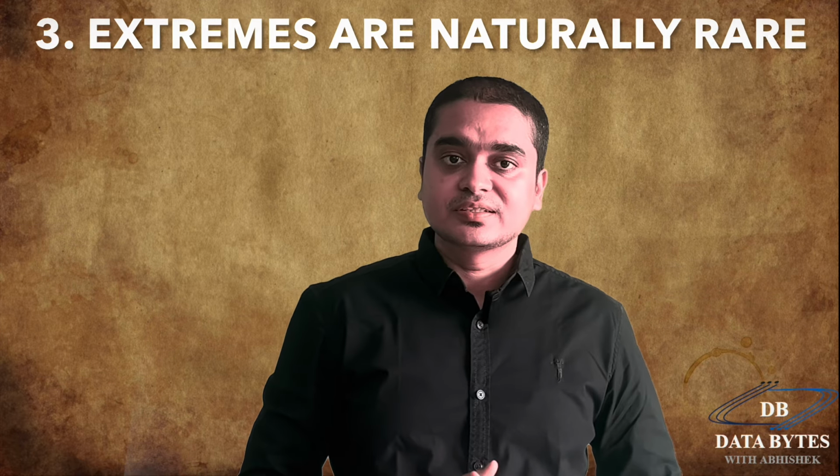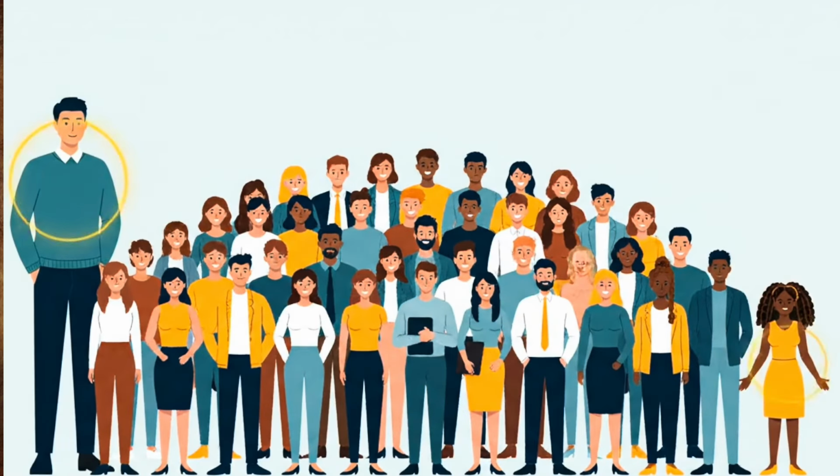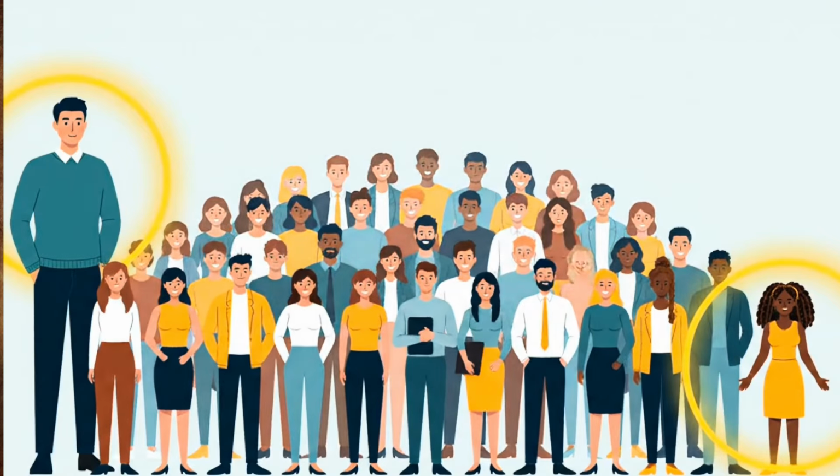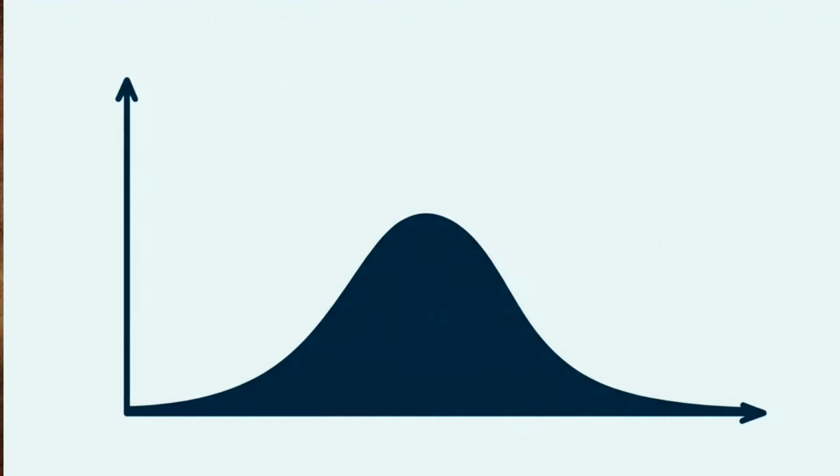The third reason is extremes are naturally rare. Extreme outcomes require many factors to align perfectly. That doesn't happen often, and this natural rarity of extremes creates the thin tails of the normal curve.